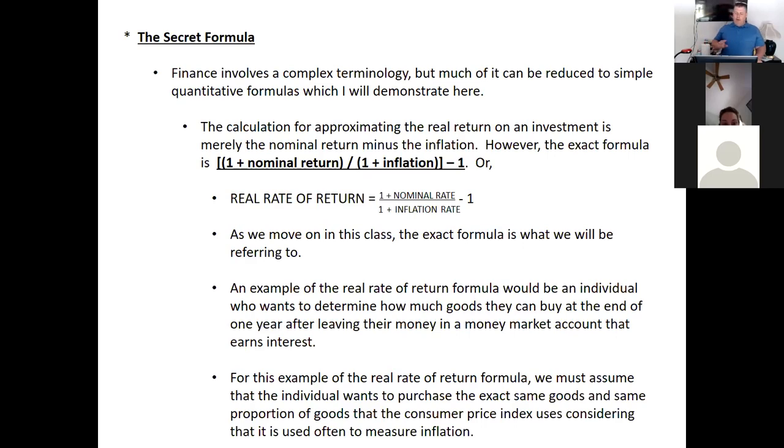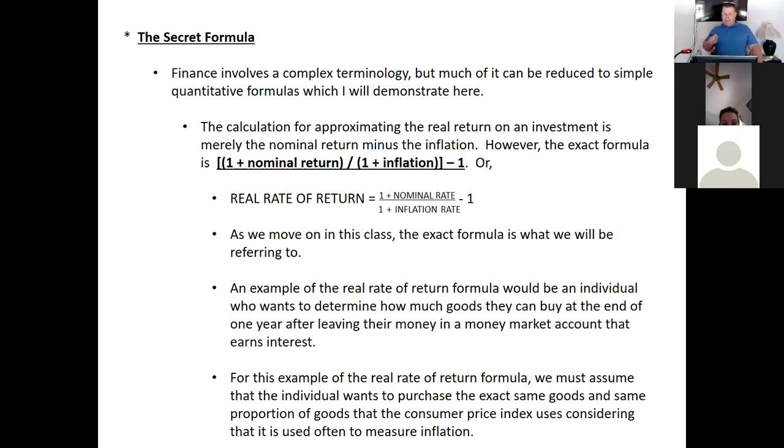So an example of the real rate of return formula would be an individual who wants to determine how much goods they can buy at the end of 1 year after leaving their money in a money market account that earns interest. So let's say they want to buy a house, for example. The house costs $200,000. If they put $150,000 in the bank today, after a year, would they have the $200,000? Is what they're asking.